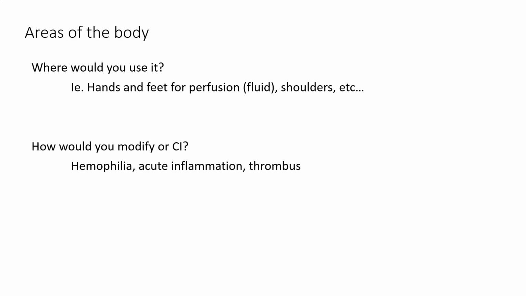How would you modify or contraindicate it? Because there can be deeper, more invasive techniques, things such as hemophilia, so bleeders, those who are on blood thinners, if there's an area of acute inflammation, or a known thrombus or clot in the tissue, we would modify. Hemophilia would be a contraindication, acute inflammation would be a local contraindication, and a thrombus would be more of a modification of position and area and so forth.